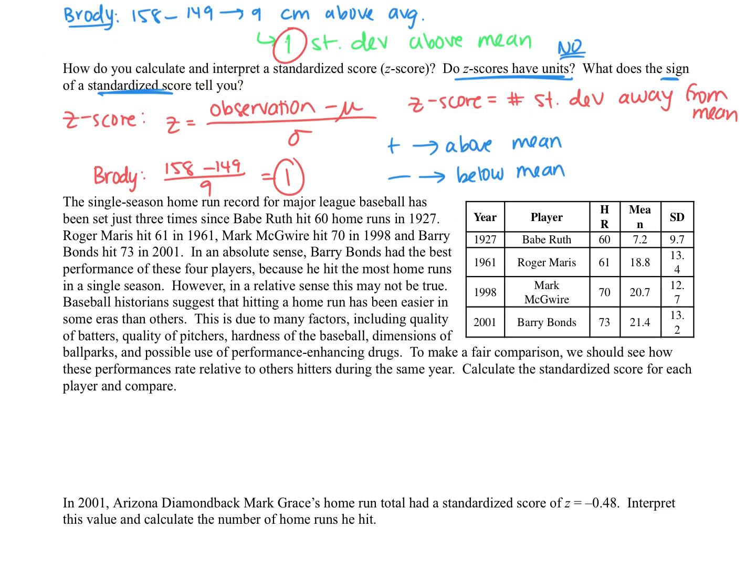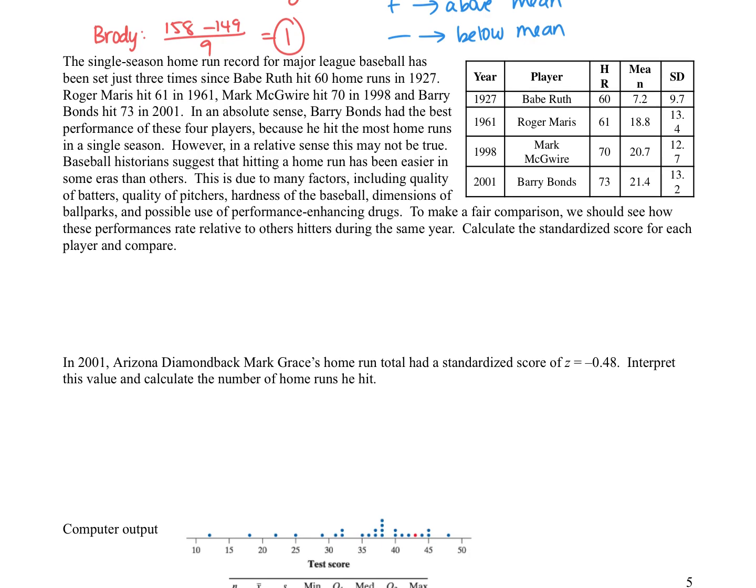Okay, so let's take a look at this example. The single-season home run record for Major League Baseball has been set just 3 times since Babe Ruth hit 60 home runs in 1927. Roger Maris hit 61 in 1961, Mark McGwire hit 70 in 1998, and Barry Bonds hit 73 in 2001. In an absolute sense, Barry Bonds had the best performance of these 4 players because he hit the most home runs in a single season. However, in a relative sense, this may not be true.